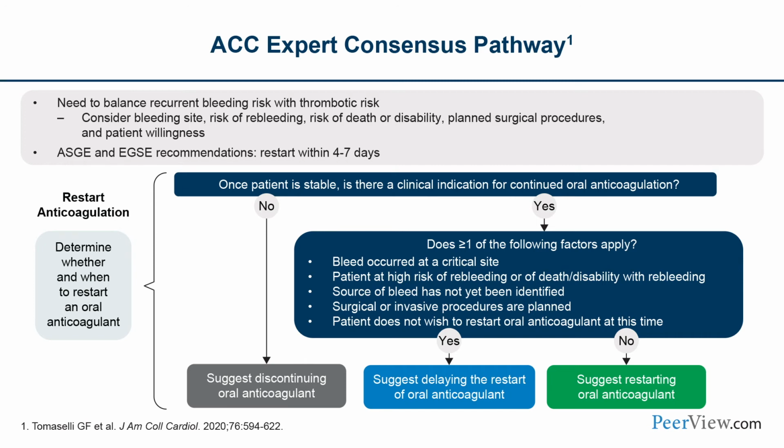All of the reversal strategies need to balance the risk of recurrent bleeding with the risk of thrombosis when you interrupt anticoagulation. This therapeutic decision-making process should consider the bleeding risk, i.e. how large it is, the site of the bleeding, the risk of rebleeding, and the risk of death or disability from bleeding, as well as the need for planned surgical procedures and patient willingness to undergo the therapy, as well as patients' ability to access the medication.